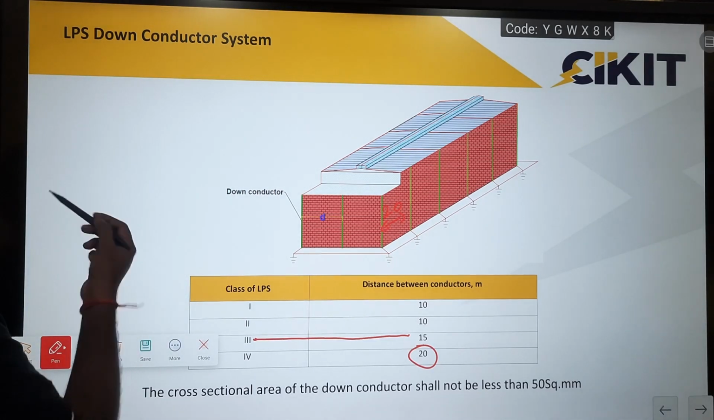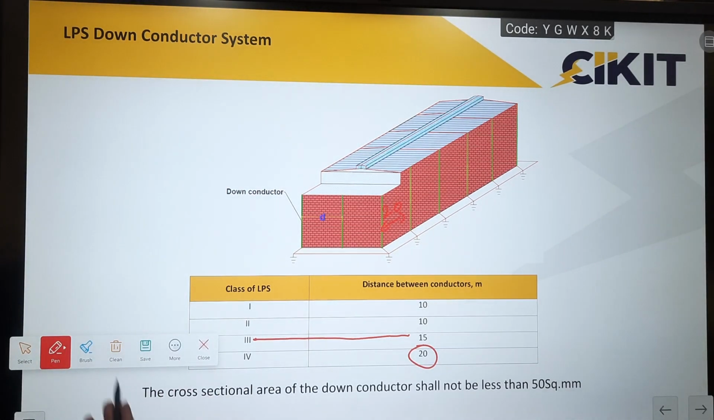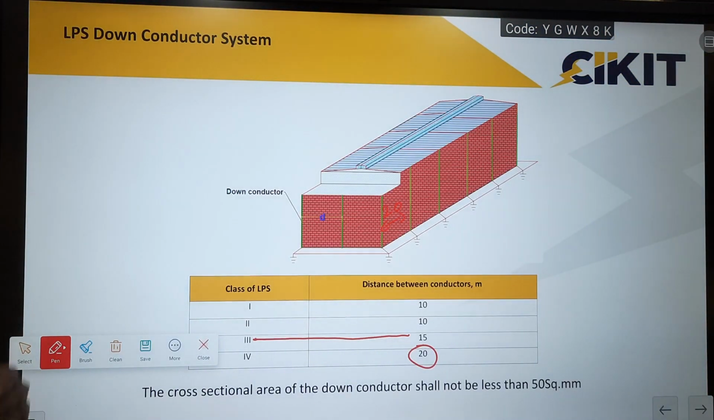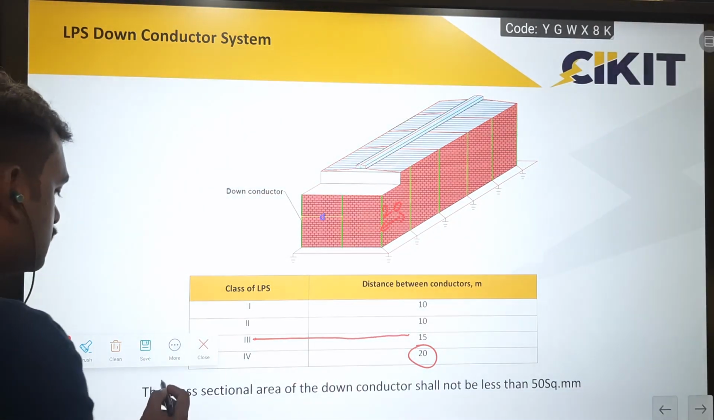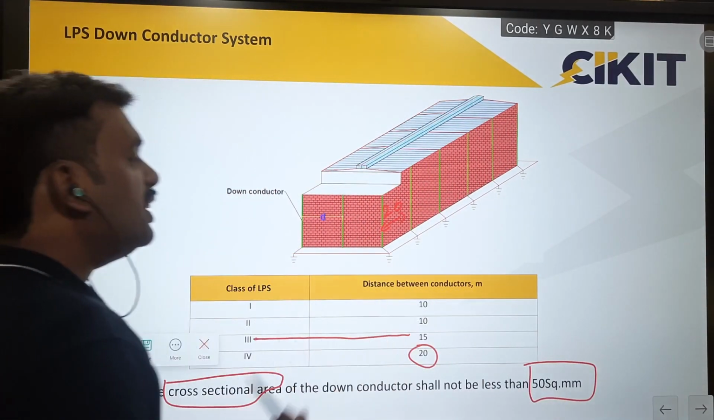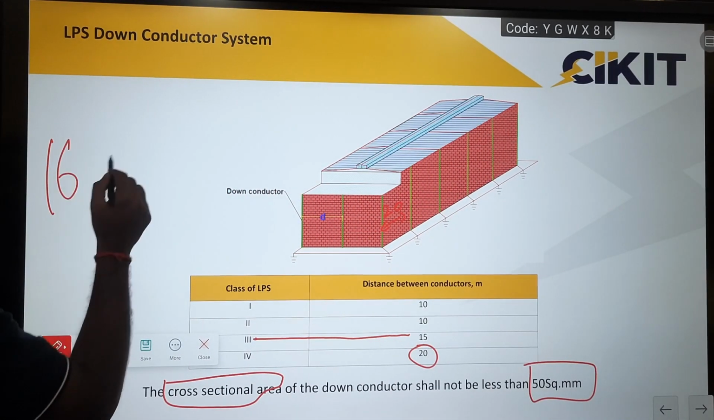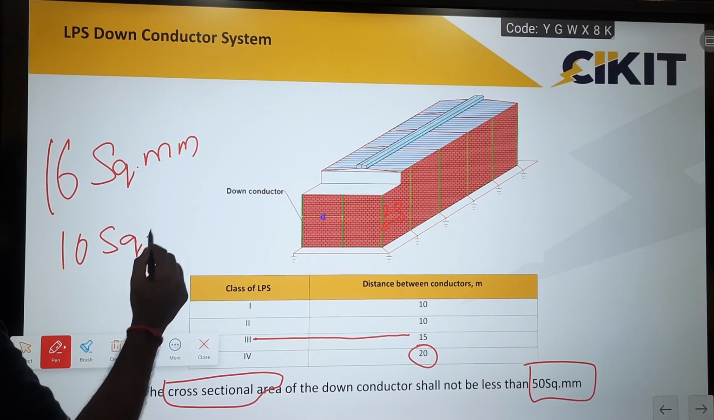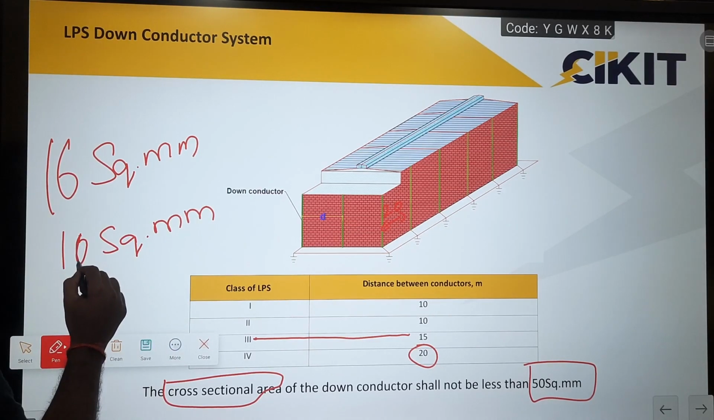We have to provide the shortest path to the ground for this lightning impulse current, and the number of joints and the number of bends should be as low as possible. We need to avoid joints in between, and also avoid bends. Sharp bends also have to be kept low. And the minimum cross section area of any down conductor has to be minimum 50 square mm. In many cases we have observed that people are using 16 square mm copper cable or 10 square mm copper cable for these earthing applications of lightning.